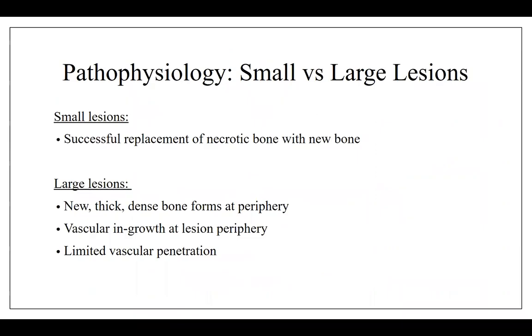So there's a difference between small and large lesions. In small lesions, the osteoblasts are able to successfully replace the necrotic bone with new bone. However, in larger lesions, the new bone that forms often occurs at the periphery, which is the same site as the vascular ingrowth. The new bone that forms is often thicker and denser, so the vascular supply has a hard time penetrating through to the central portion, so it cannot repair the central portion of the lesion. As a result, we have weak acellular bone in the center, which is then at an increased risk of fracture, and then it can cause collapse of the femoral head.